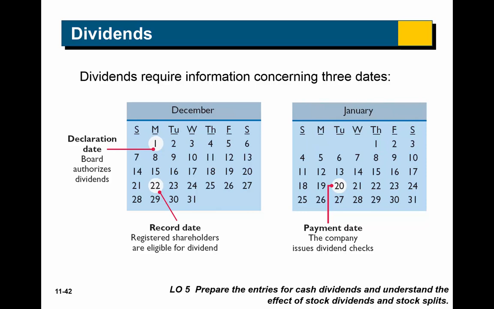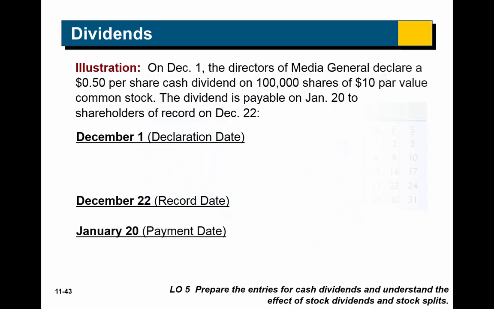The declaration date, that's the date that the board declares they will pay a dividend. The record date, that's the date usually that says if you own the shares by this date, then you will receive the dividend. And the payment date, that's the date that they will actually pay the dividend. So here's an example. The directors of Media General declare a 50-cent per share cash dividend on 100,000 shares, $10 par value common stock. The dividend is payable January 20th to shareholders of record on December 22nd.